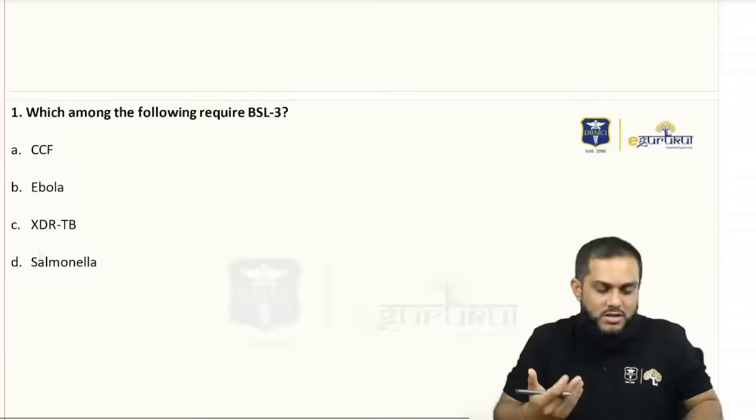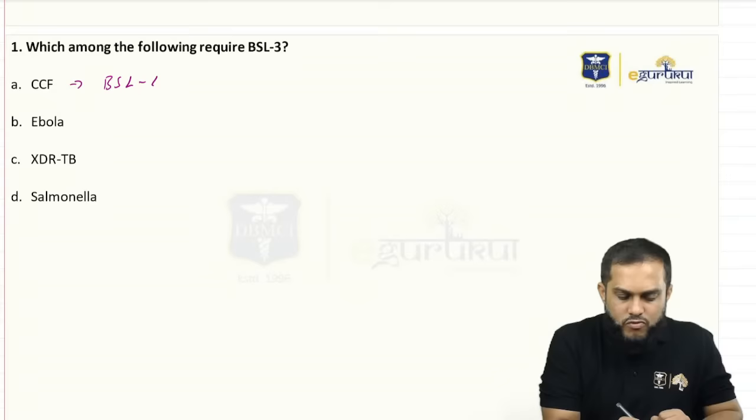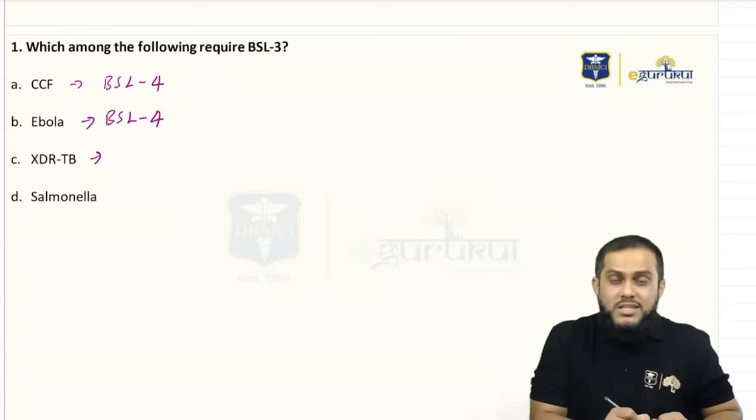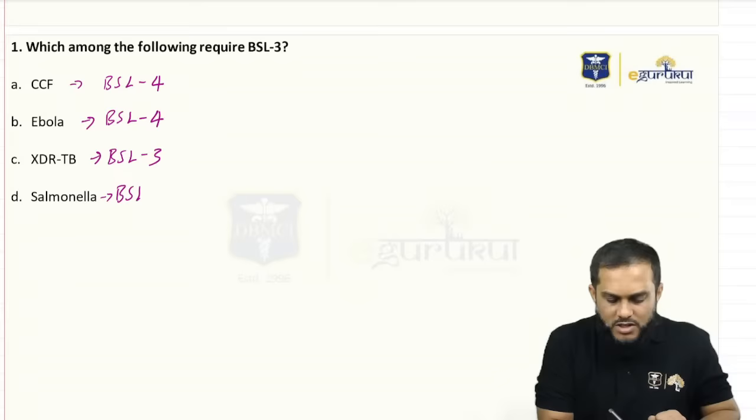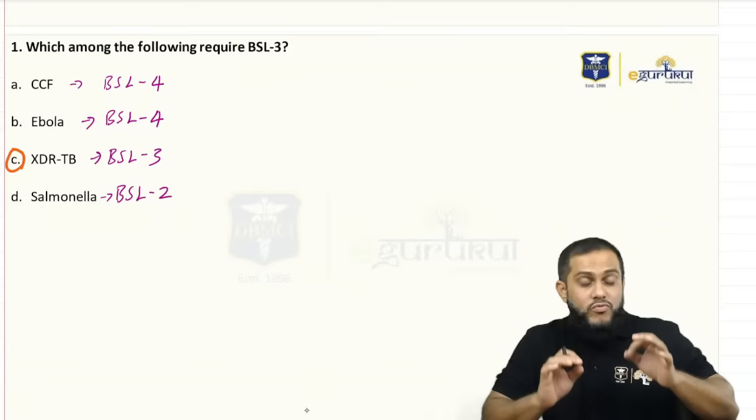With this explanation, if you see the question now, which among the following requires biosafety level 3? Crimean Congo fever requires biosafety level 4. Ebola virus requires biosafety level 4. XDR-TB requires biosafety level 3. Salmonella requires biosafety level 2. That's why they're asking biosafety level 3. Therefore, the answer is XDR-TB. Very simple, straightforward explanation and easy answer.